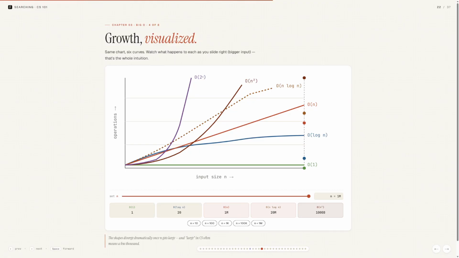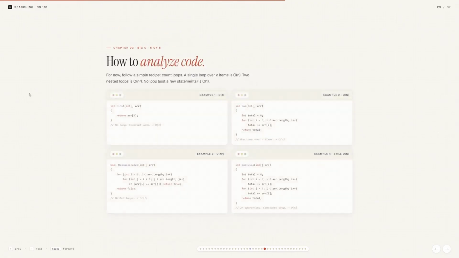But here's a bit of a heads up. The log n curve looks almost flat. Students often think it's the same as O of 1, but mind you, it is not. It grows, just very slowly. At n equals 100, it's 7. At n equals 1 million, it's 20. Still growing, but just barely. Now that you can see the shapes, let's learn how to look at code and figure out which shape it has.